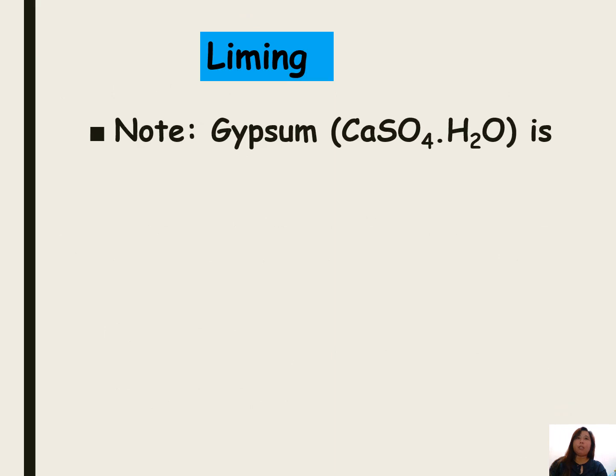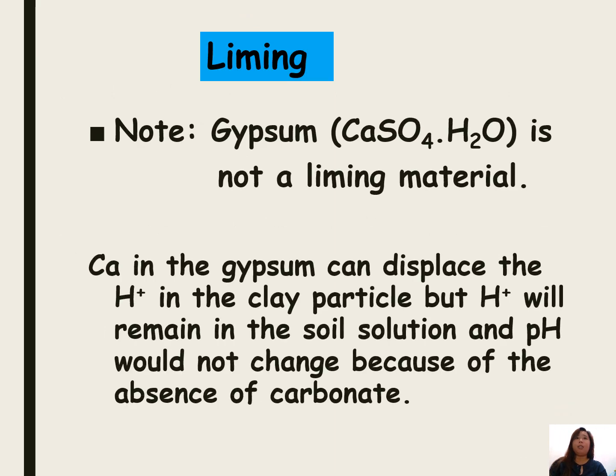Now, note that gypsum is not a liming material because the calcium in gypsum can displace the hydrogen ion in the clay particle, but the hydrogen ion will remain in the soil solution and pH would not change because of the absence of carbonate. So it should have the presence of carbonate.